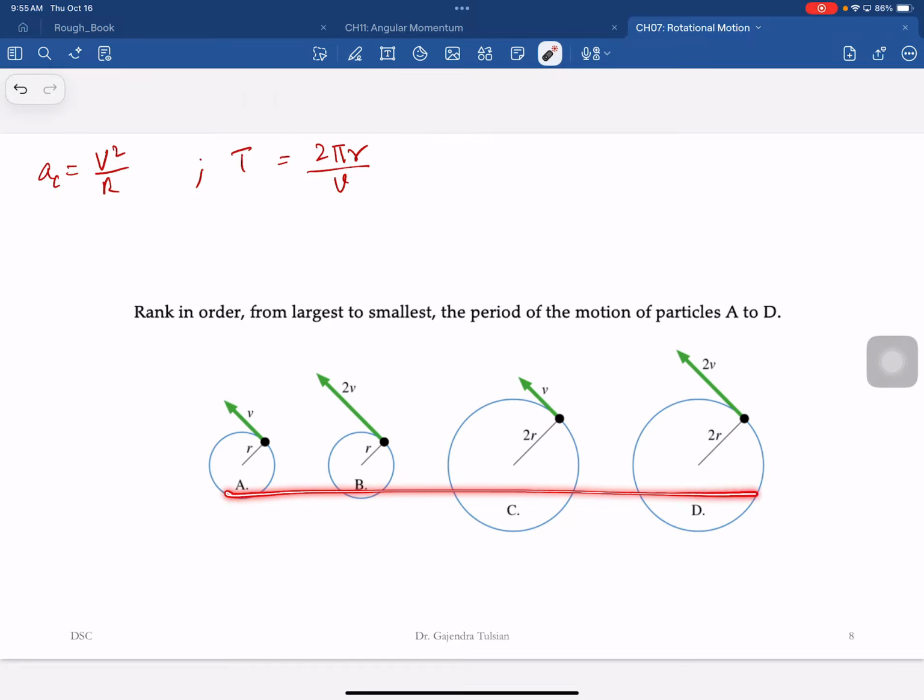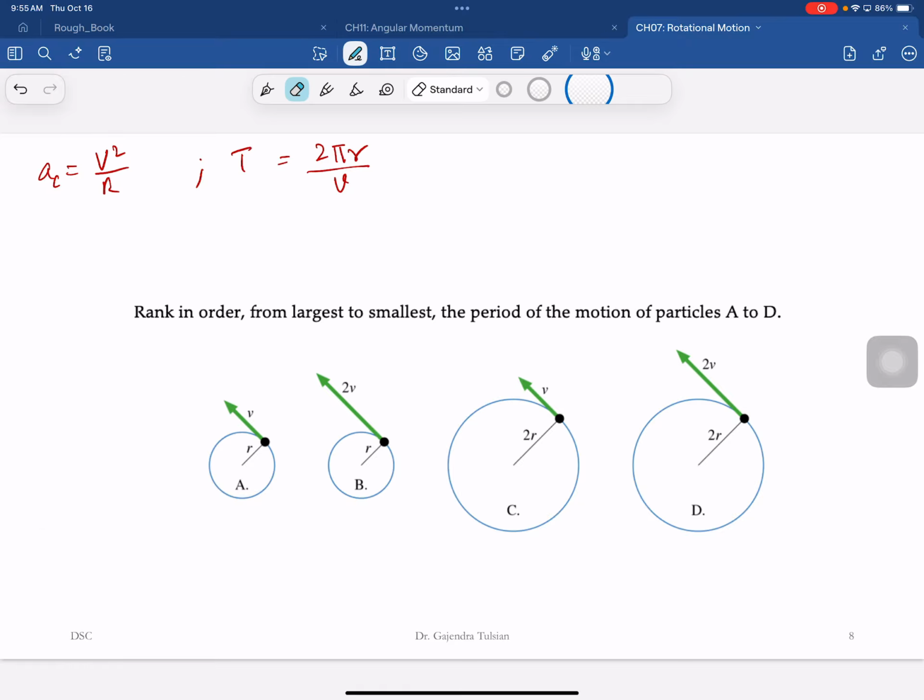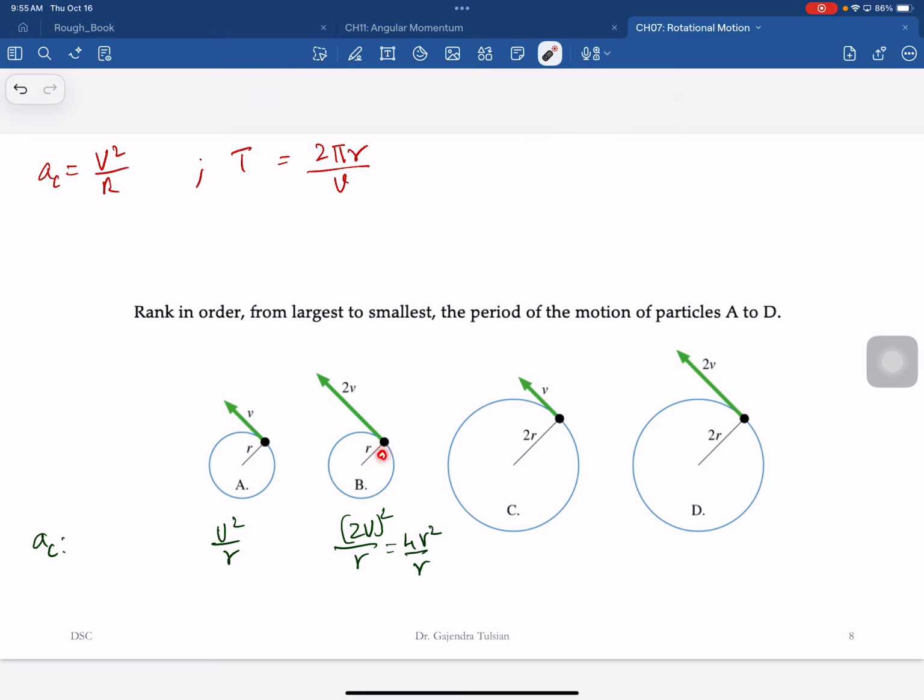Okay, so we're going to rank these guys. Let's do the centripetal acceleration first. For this guy, it's v squared by r. For this guy, the speed is doubled, so (2v) squared by r, which is 4v squared by r. So the speed is doubled and the size of the circle is the same. His centripetal acceleration is 4 times this guy. You need a force 4 times as great. To go in this circle, it's 4 times as hard. Okay, that's what that means.